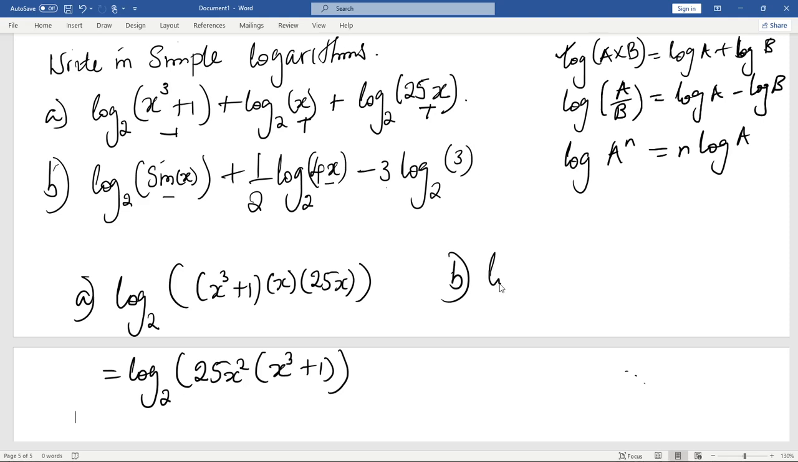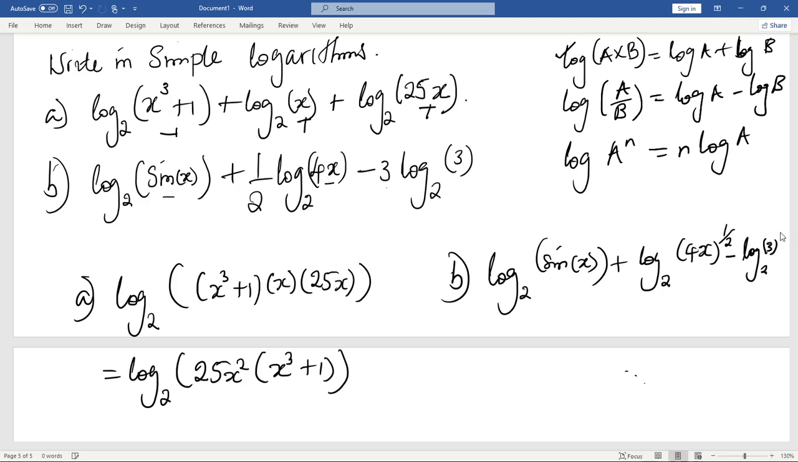So we're going to have log of sine x, the base 2, plus, we take the half up, log base 2 of 4x, the power half. Then minus, we also take the 3 up, log base 2 of 3, the power 3. Now any number that is raised to the power half is just the square root of that number. So the square root of 4 is simply 2, and the square root of x is just the square root of x.